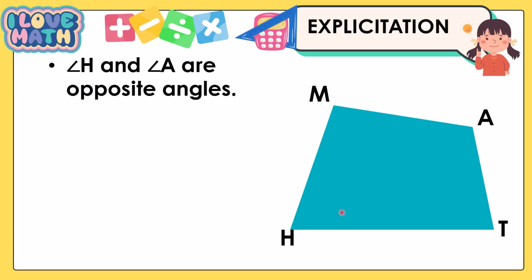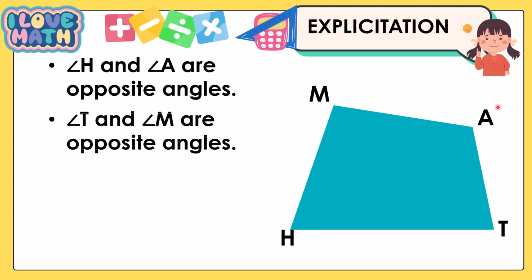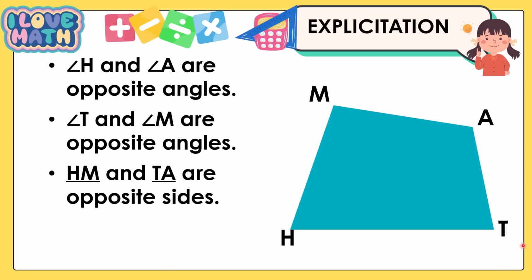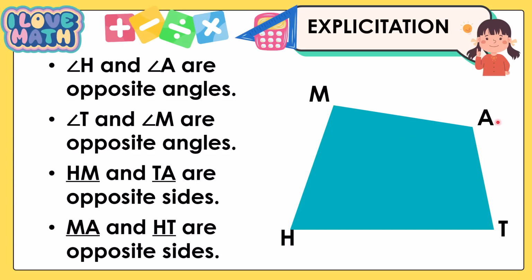Angle H and angle A are opposite angles. Angle T and angle M are opposite angles. Side HM and side TA are opposite sides. Side MA and side HT are opposite sides.